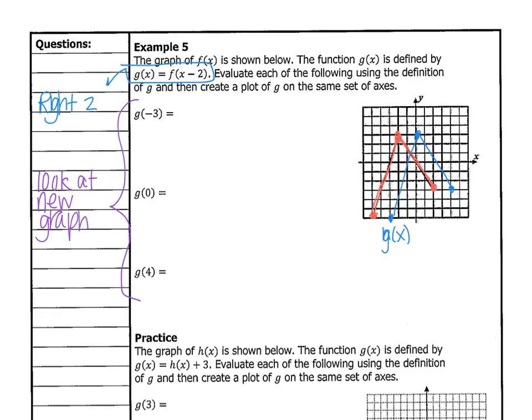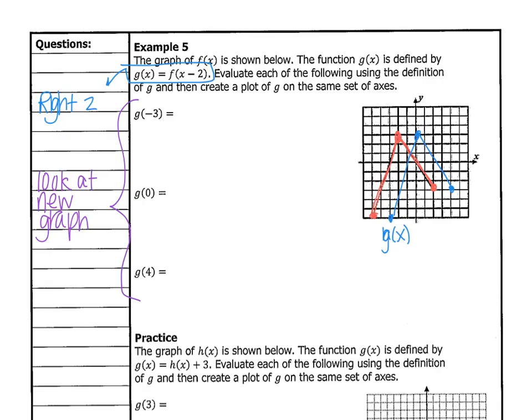Alright, so you should have shifted those 3 points to the right 2. The minus 2 on the inside tells us to change the x's, and inside tells us to do the opposite, so move towards the right because of that negative 2. Now we're going to evaluate, and I wrote ourselves a note that says look at the new graph.